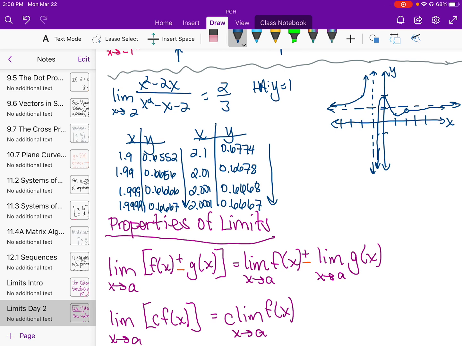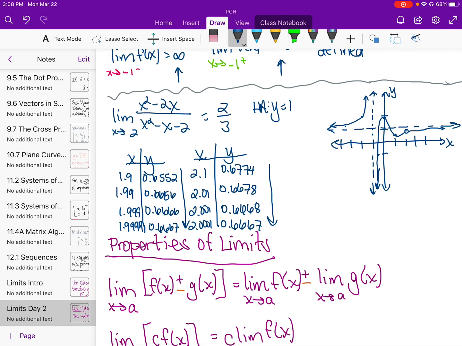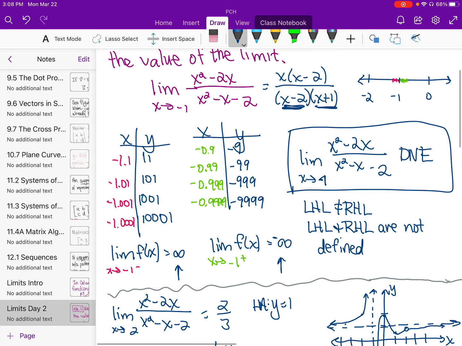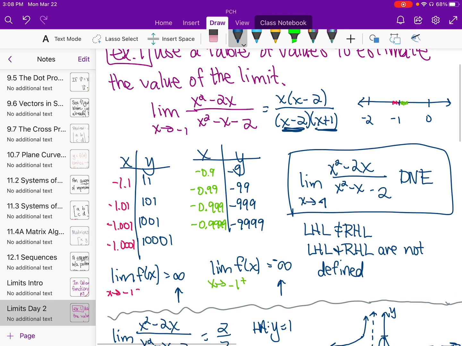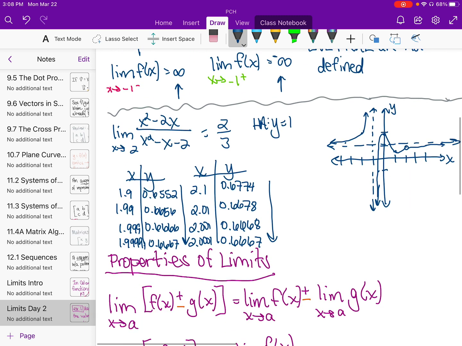So, but we got a lot of features of the graph just from looking at the limits. That's all I want you to focus on, the features of the graph that we're able to get from looking at the limits. So I want you to recognize that this limit, the y values were approaching a certain number, 2/3. Over here, the y values were shooting either up or down, and that's how we knew we had an infinite limit. That's how we knew we had a vertical asymptote instead of a hole, okay?